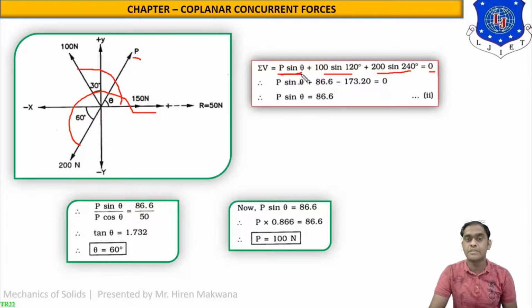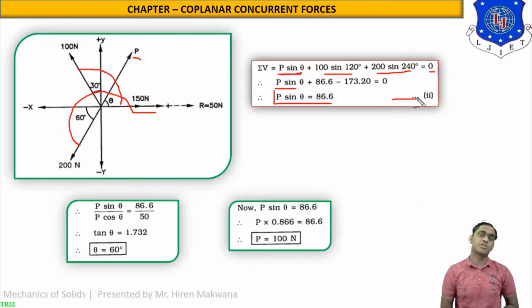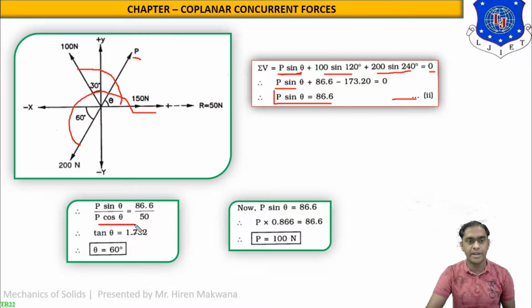So the unknown term is P sine theta, and in your calc you will find the equation number 2 like this: P sine theta equal to 86.6. This is equation number 2. What we have to find? P and theta. Okay. Now we are dividing equation 2 by equation 1.